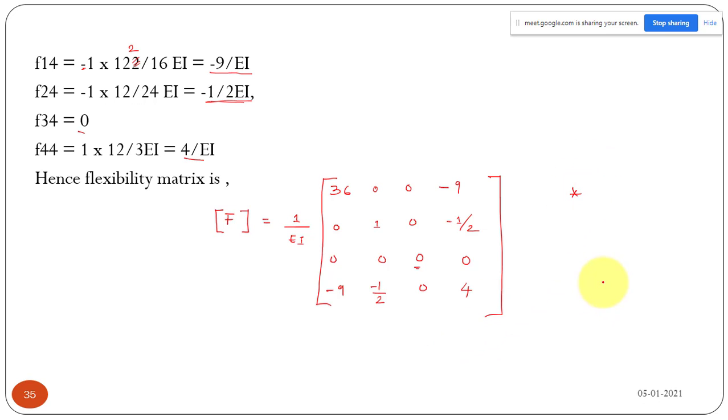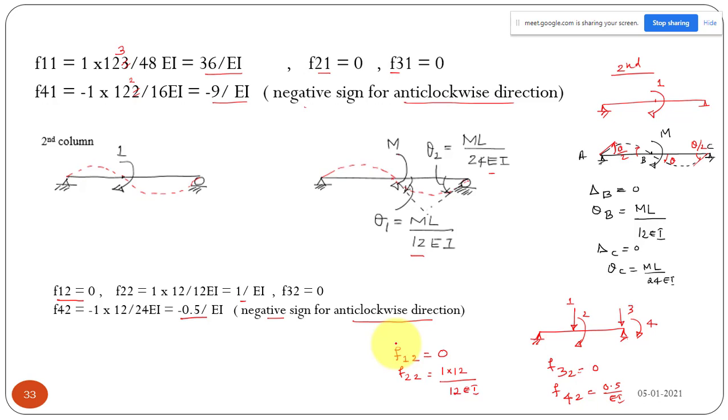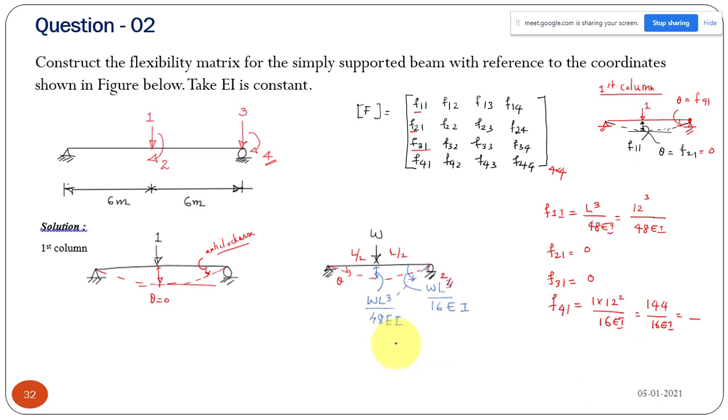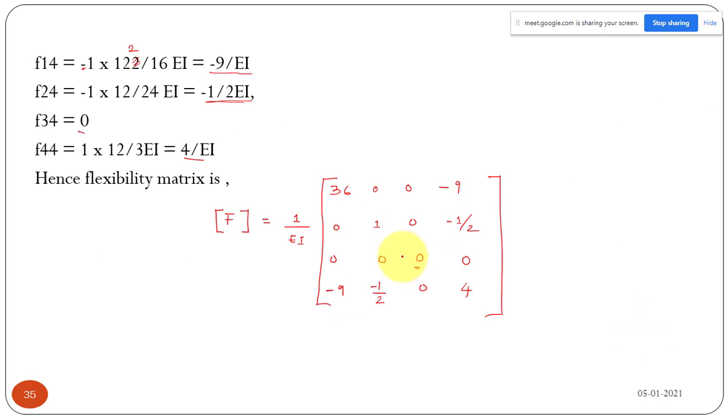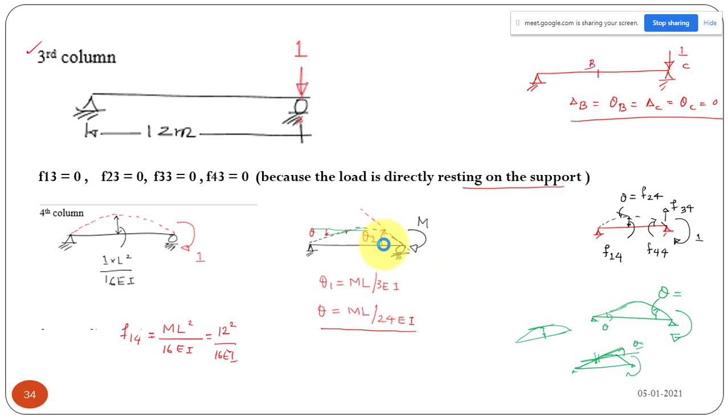Okay, so you can see this matrix is a flexibility matrix, and it is a 4 by 4 square matrix. This is the flexibility matrix. You have to see this again. Go through the solutions step by step and try to solve it. If you have any doubt, we will clarify in the next class. That is the second question. It is also just deriving the flexibility matrix.